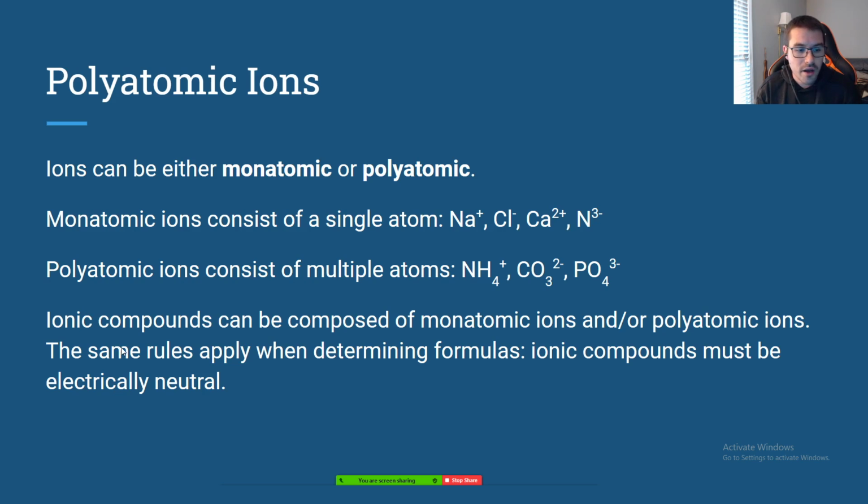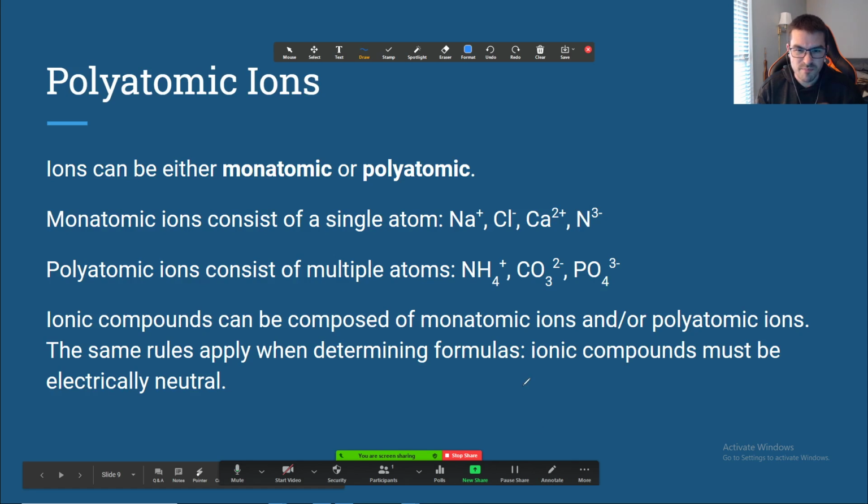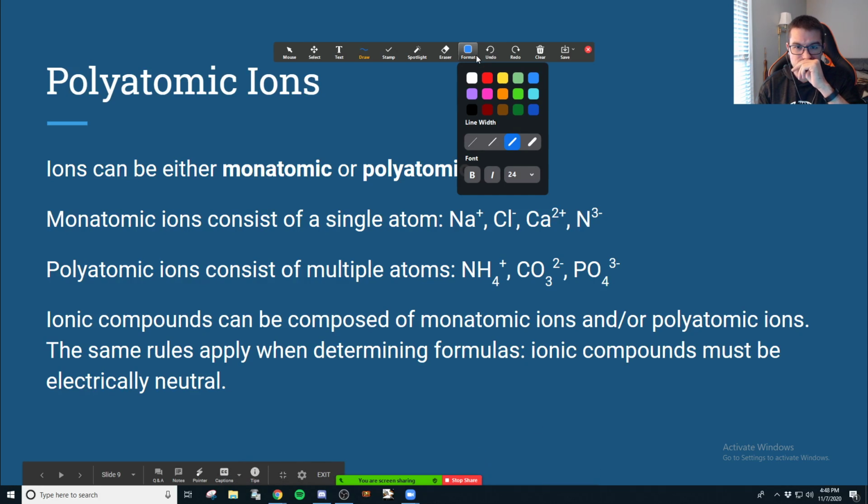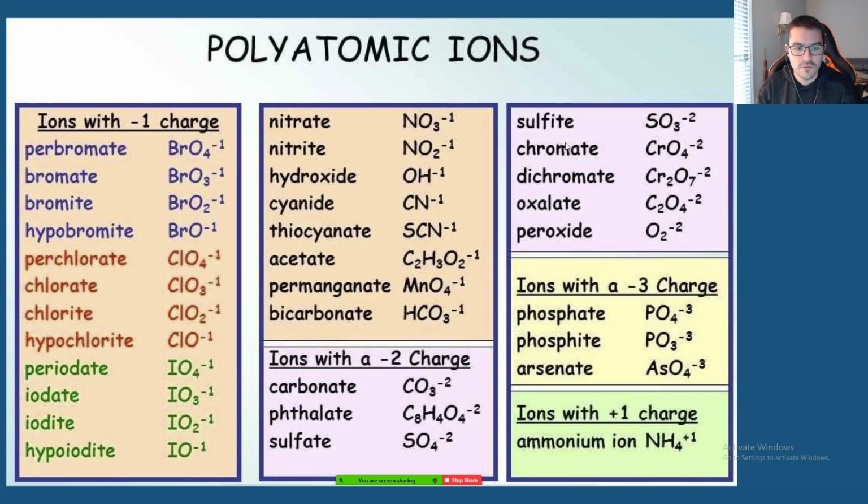So, ionic compounds can be composed of monatomic ions or polyatomic ions or both. The same rules apply when determining the formulas. Ionic compounds must be electrically neutral. Okay, so let's look at some examples of this. Let's go to the next slide here.